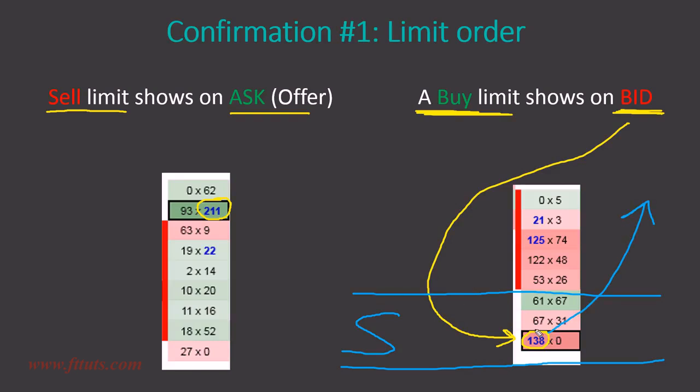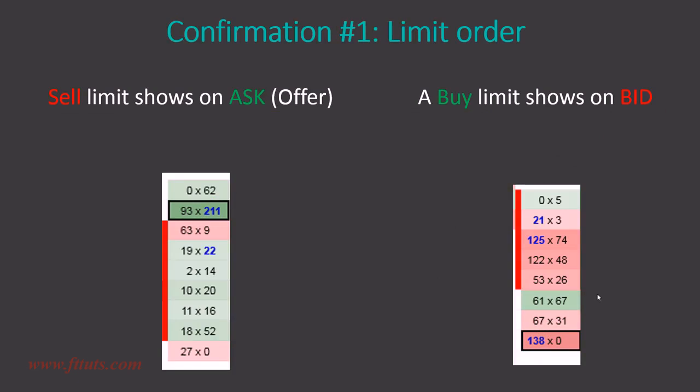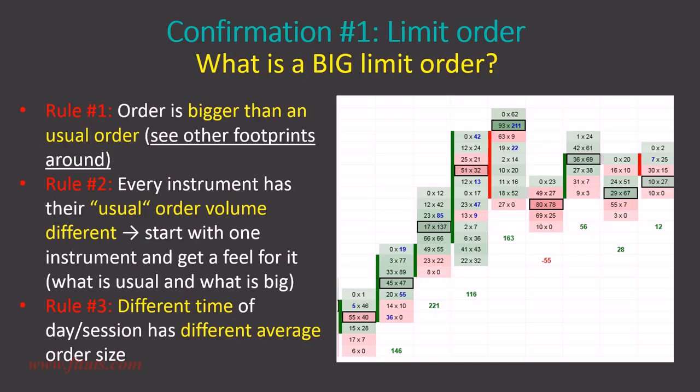The support got confirmed. This is really important, and I really hope that I made it clear enough. I hope it makes sense. The whole strategy is based on this, so I hope it was clear. Now, what actually is a big limit order? How can you identify it? How big does the number need to be to be considered big?